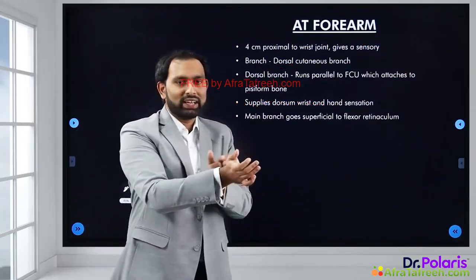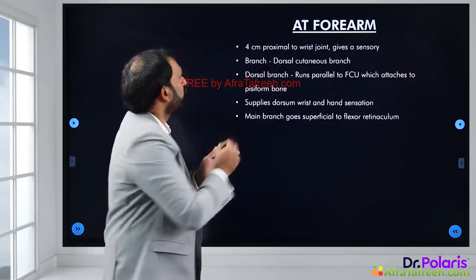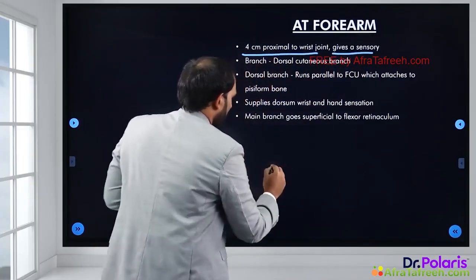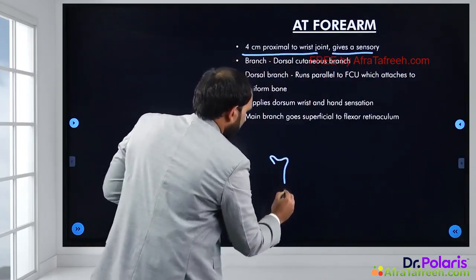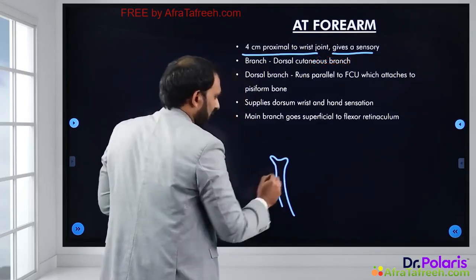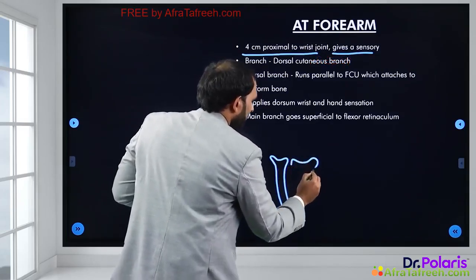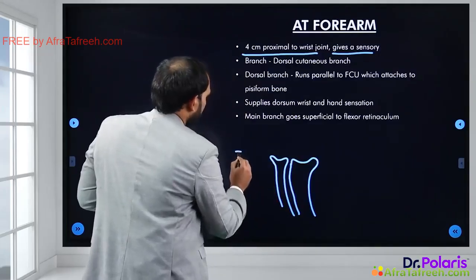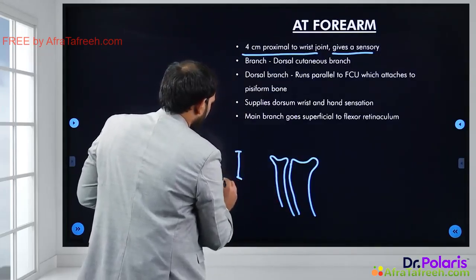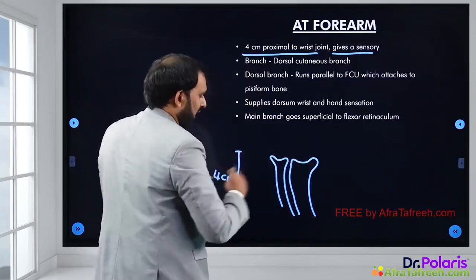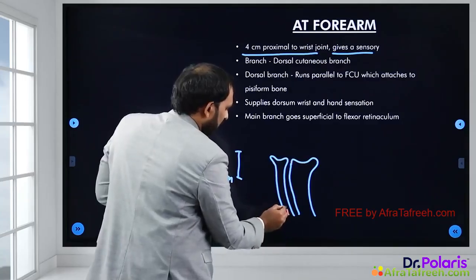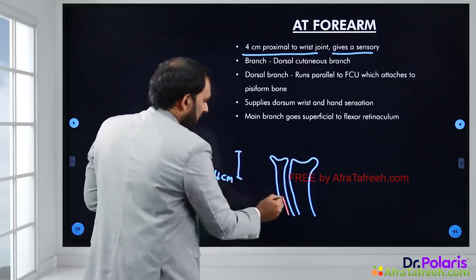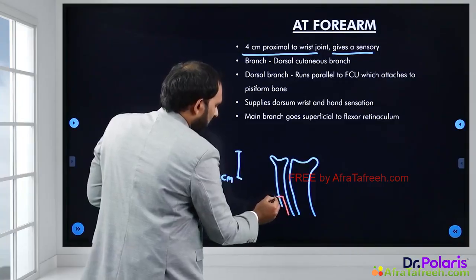Next, at the forearm, while it is ending, it gives out one branch. So 4 centimeter proximal to the wrist joint, it gives a sensory branch. So let's draw the wrist joint. This is the distal aspect of the ulna, and this is the distal radius. So approximately 4 centimeter from the wrist joint, as the ulnar nerve is coming out from between the flexor carpi ulnaris and the flexor digitorum profundus, at this point it gives out a branch.